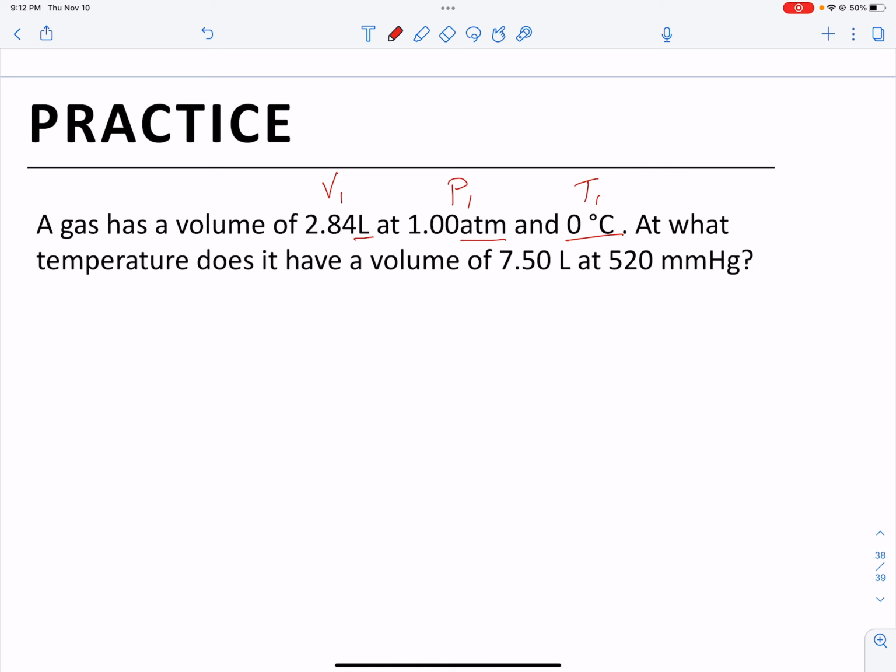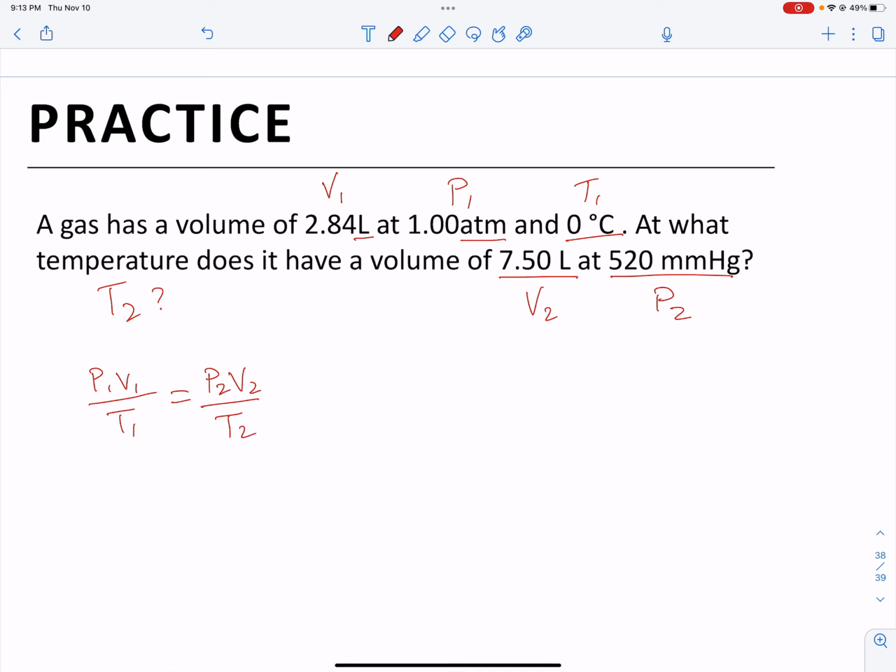And then the next variable given, this is another volume. So we'll say that's volume 2. And then here, our last variable is the second pressure. So we are looking for T2. We don't know what T2 is. So when you look at all these variables, you need the combined gas law, which is P1 V1 over T1. You're going to have this memorized and ready to go, equals P2 V2 over T2.